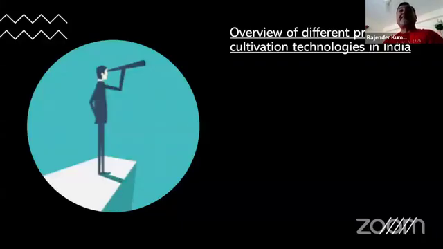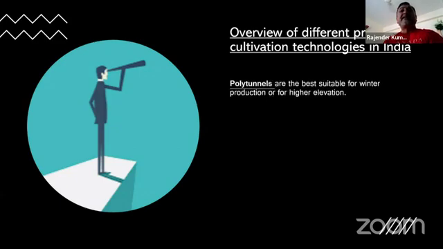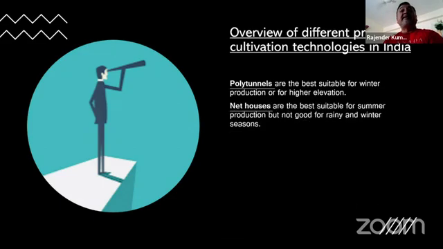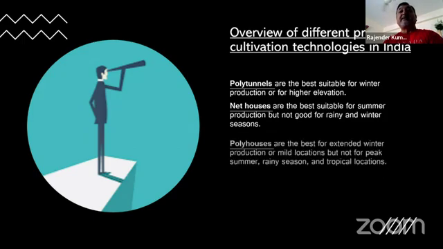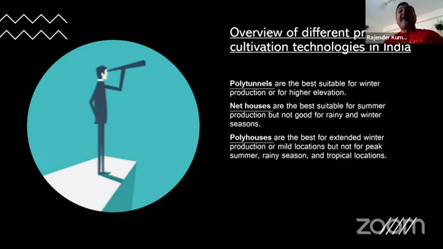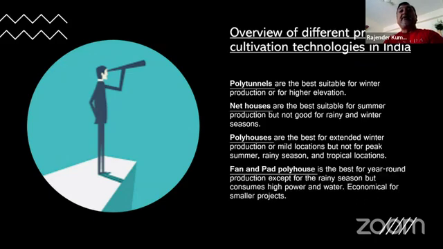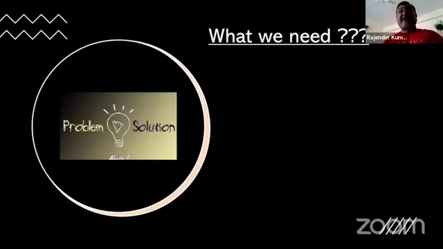So, an overview of these different technologies available in India. Polytunnels are best suited for winter production or at higher elevation. Net houses are best suited for summer production, but not good for rainy and winter seasons. Polyhouses are best for extended winter production or mild locations, but not for peak summer, rainy season, and tropical locations. Fan-fed polyhouse is best for year-round production except for rainy season, but consumes very high electricity and water, and it's economical for only small size projects.